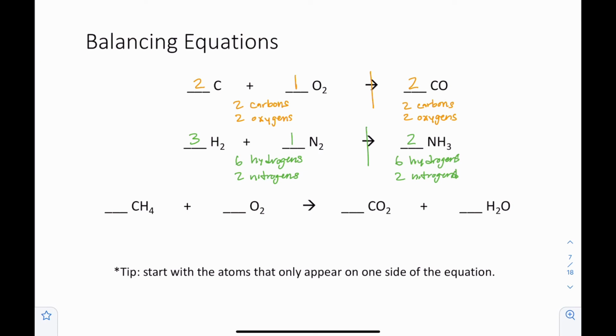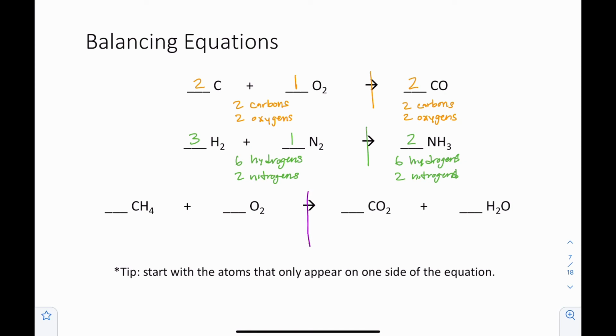The last example is methane, or CH4, reacting with oxygen, yields carbon dioxide and water. Now this example is a little bit trickier because if you notice, the oxygen is split into 2 different places on the right side of the equation. So I'm going to suggest that we start with the carbon and hydrogen first and leave the oxygen till last because it's split in 2 different places, and that makes it a little bit harder.